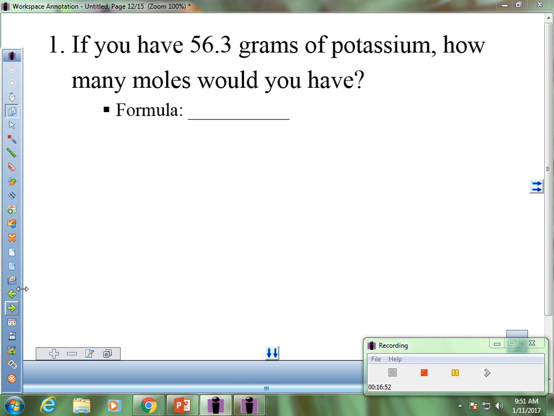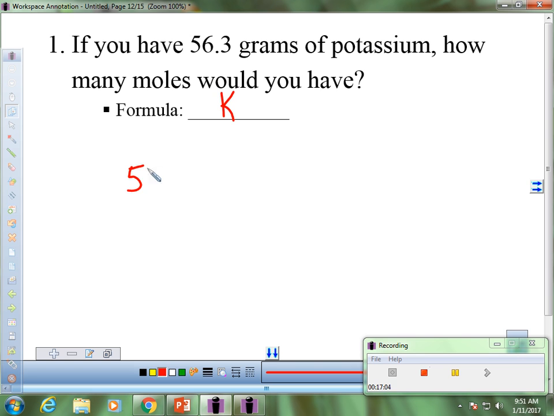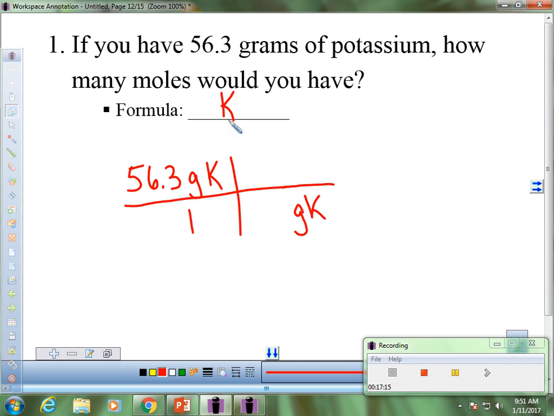Okay. First one, if you have 56.3 grams of potassium, how many moles would you have? Well, first we would write our formula, and it's an atom, so it's just K. So then we would write 56.3 grams of potassium. We would put it over 1. Coming down will be grams of potassium, and it says how many moles, so we're looking for moles of potassium. So grams went down, mole to the top. Anytime you have mole, to the left of the mole will go 1.